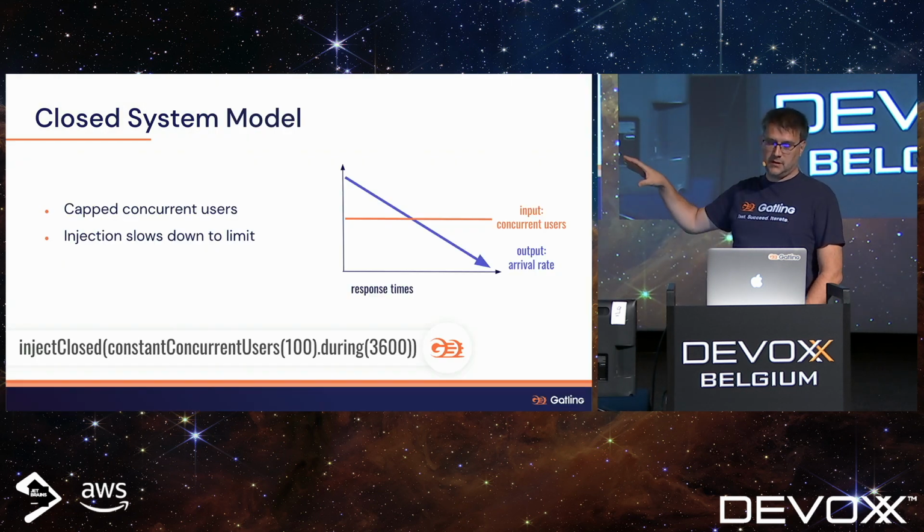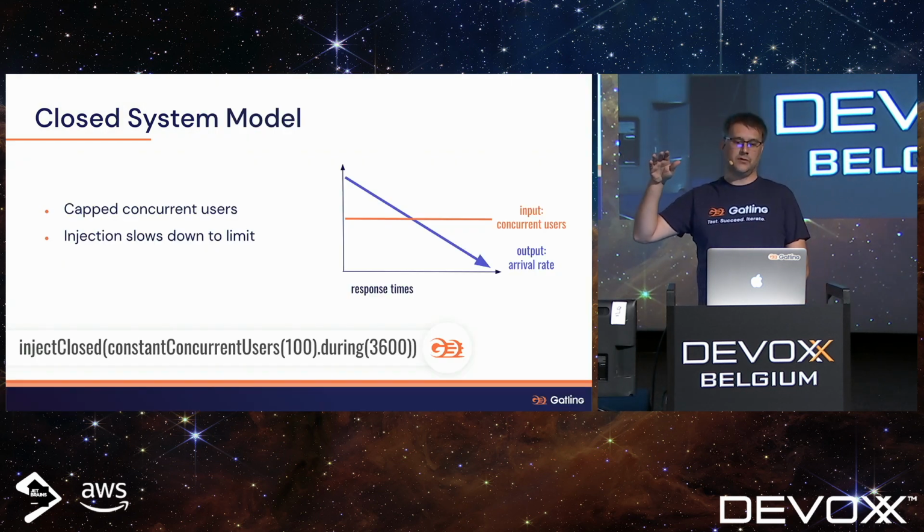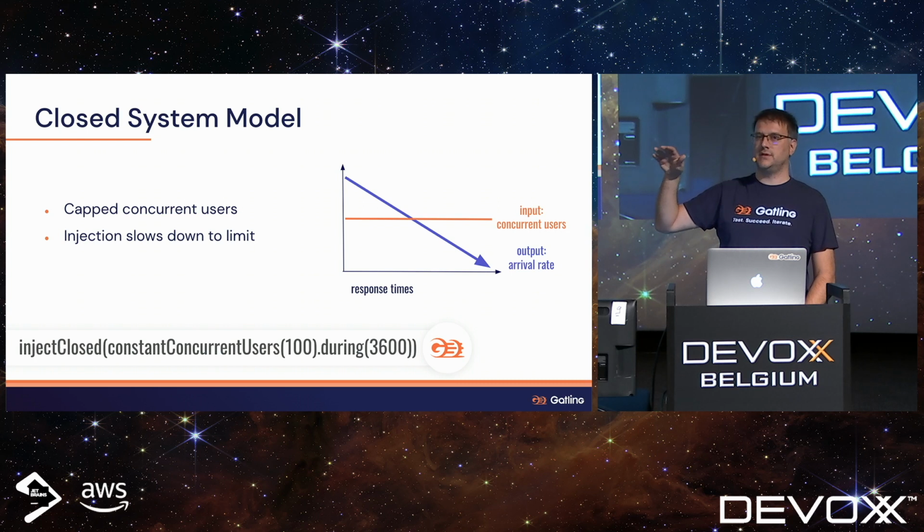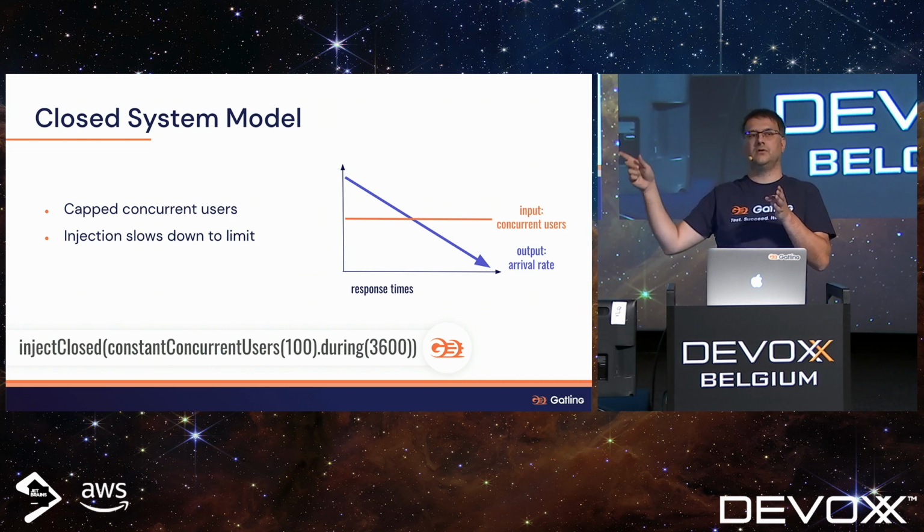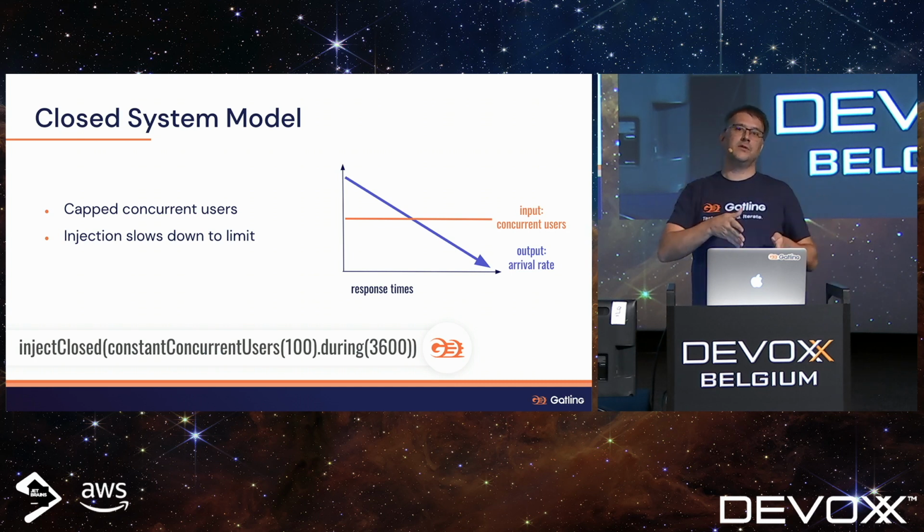So in the scope of load testing, here it means that you have a capped number of concurrent users. And if your response time starts increasing, in order to avoid increasing the number of concurrent users, the tool will stop injecting new users, and will wait for users to complete their scenario to start new ones. Again, this is how you would do it with Gatling, with a constant number of 100 users during 1 hour. So you will start 100 users, have them complete their journey, and every time one completes the scenario, start a new one. All this for 1 hour.